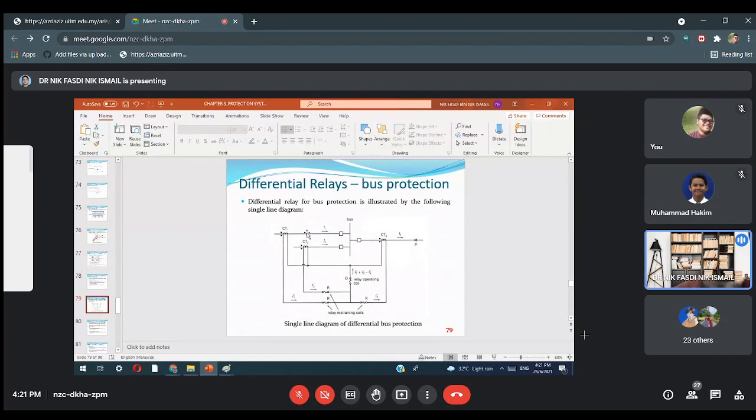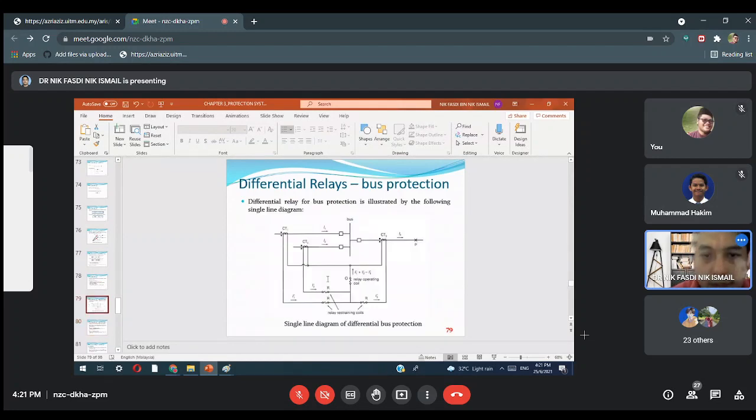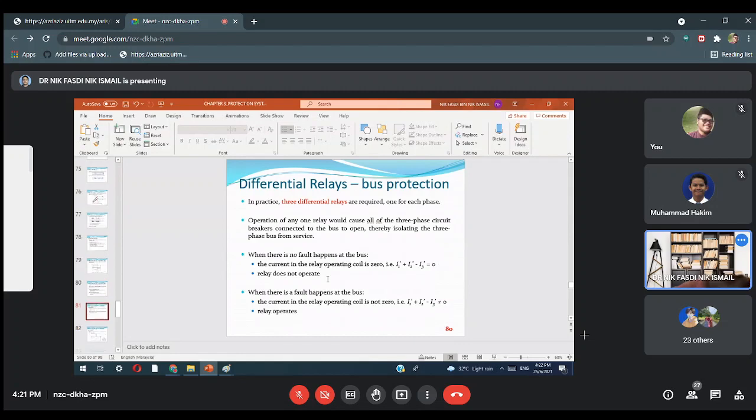Okay, in parallel there are also buses that use one feeder. So for just two, one, two, this is an example for two feeders. Okay. In practice, 3 different relays are required, one for each phase. Operation of any relay would cause all the 3-phase circuit breakers connected to the bus to open, thereby isolating the 3-phase bus from service.